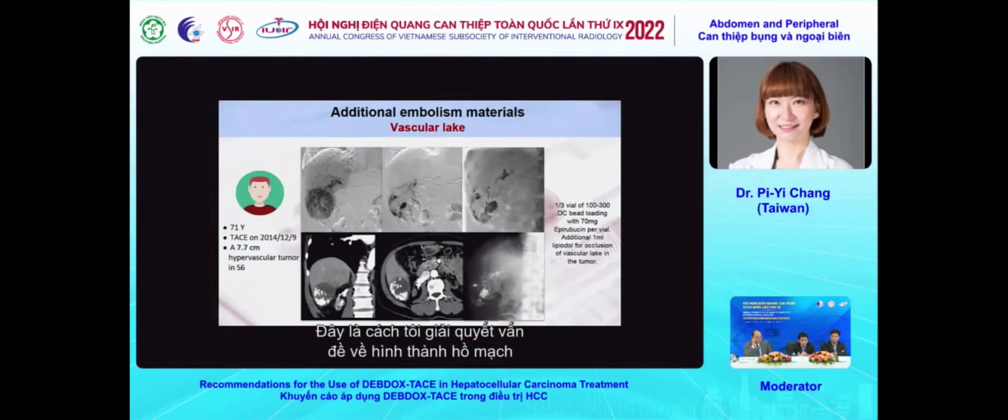This is how I solved the issue of vascular lake formation. If we do not deal with it, or when contrast pooling happens, it can cause delayed intratumoral hemorrhage. So I usually add some gel foam or lipiodol. You can see that when the vascular lake formed and contrast pooling occurred, I added 1 milliliter of lipiodol. So in the follow-up image, you can see that all the tumors necrotized and the vascular lake was filled with lipiodol retention. I believe this is a good way to solve this kind of problem.